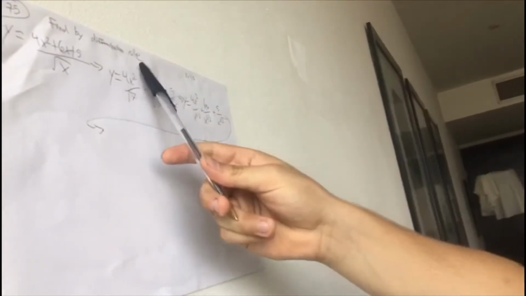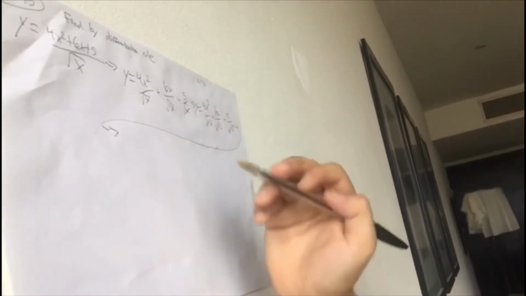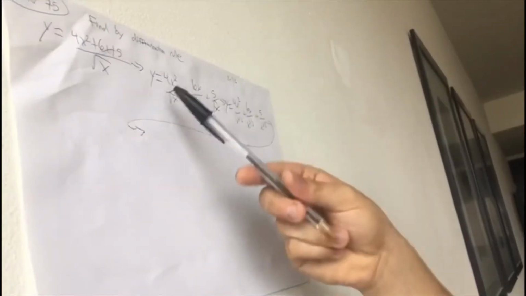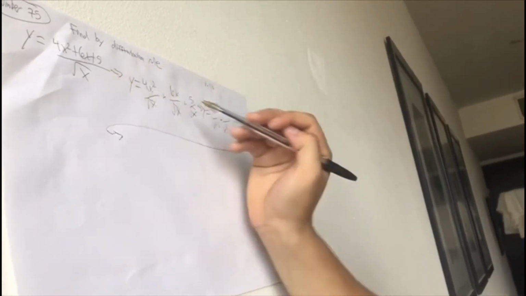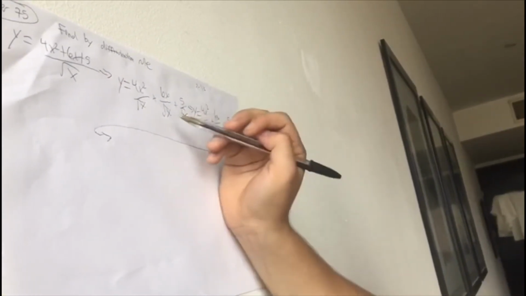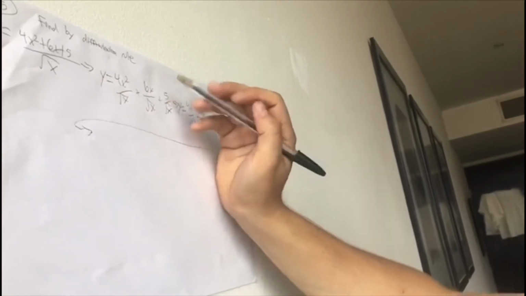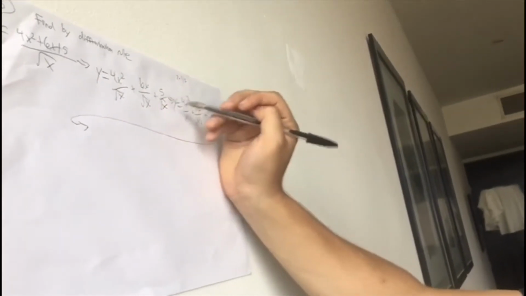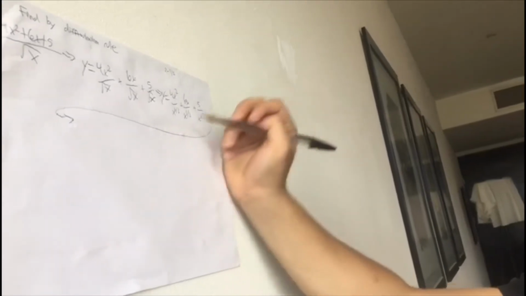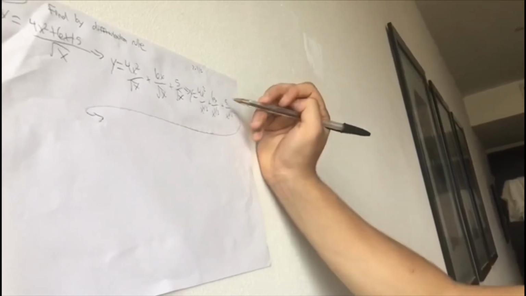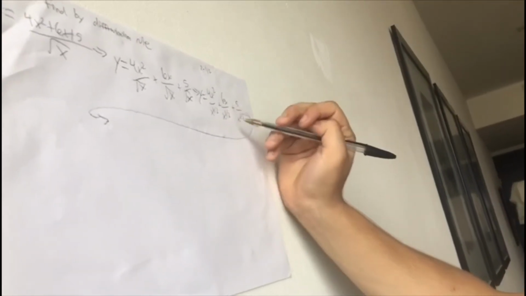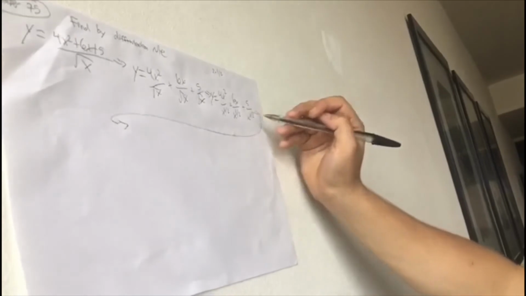Hello, we will do problem number 75, finding the derivative by the differentiation rules. So this is our problem: y equals 4x squared plus 6x plus 5 over root of x. The next step is y equals 4x squared over root of x. You divide all of these terms by the denominator, root of x, plus 6x over root of x plus 5 over root of x. Then you know root of x is x to the 1 over 2 as an exponent, so y equals 4x squared over x to the 1 half, plus 6x over x to the 1 half, plus 5 over x to the 1 half.